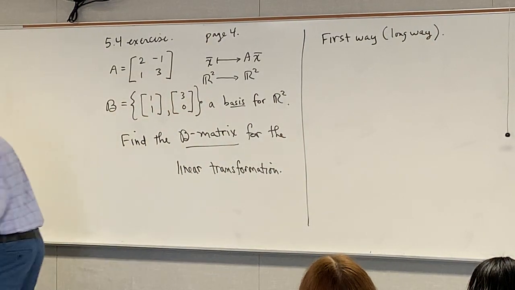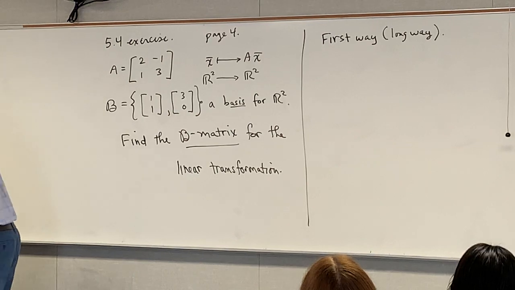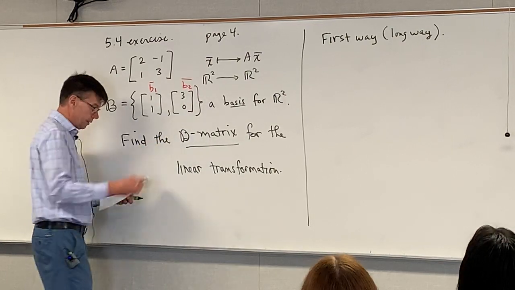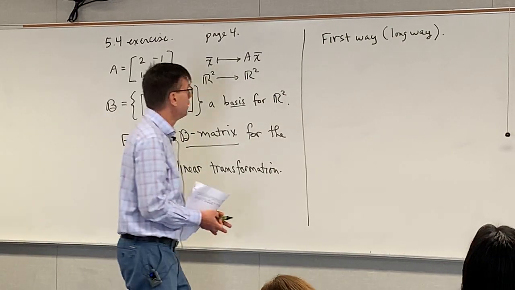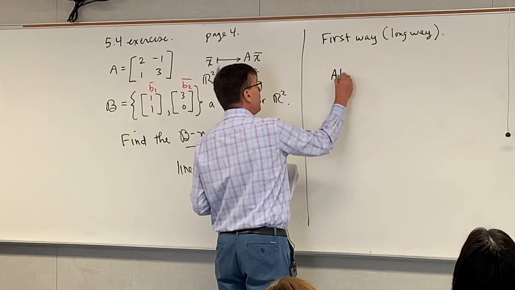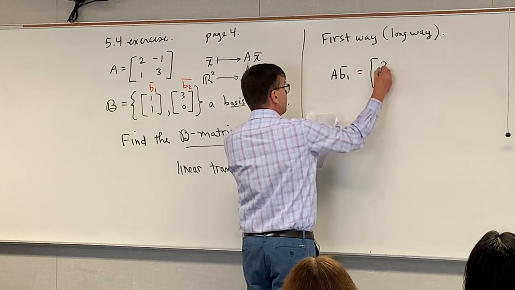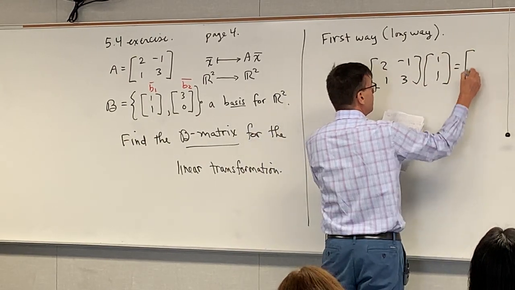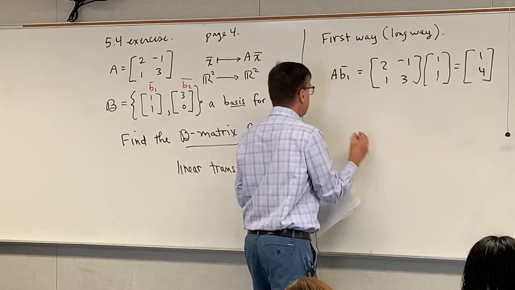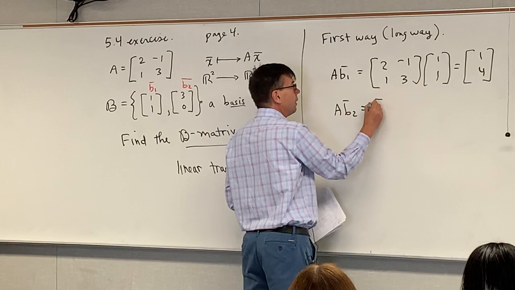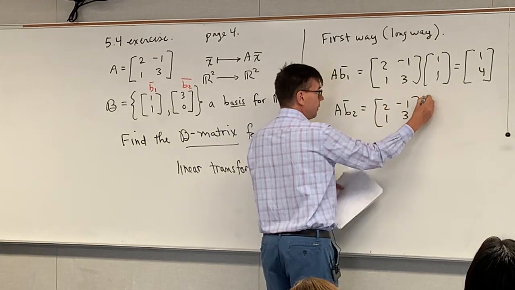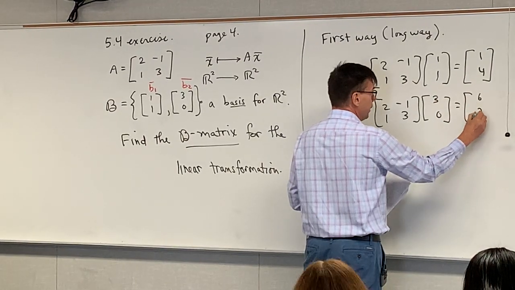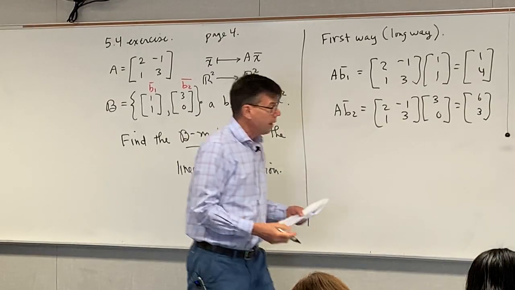I'm going to call these two vectors, let's bring a little color. So let's call them B1 and B2, our two basis vectors. And I want to write down what AB1 is. So 2, 1, -1, 3 times 1, 1 is 1, 4. And AB2 is 2, -1, 1, 3, 3, 0. And that turned out to be 6, 3. You can check.